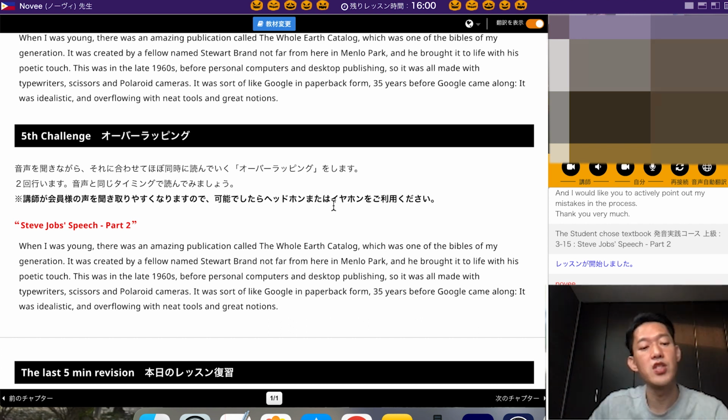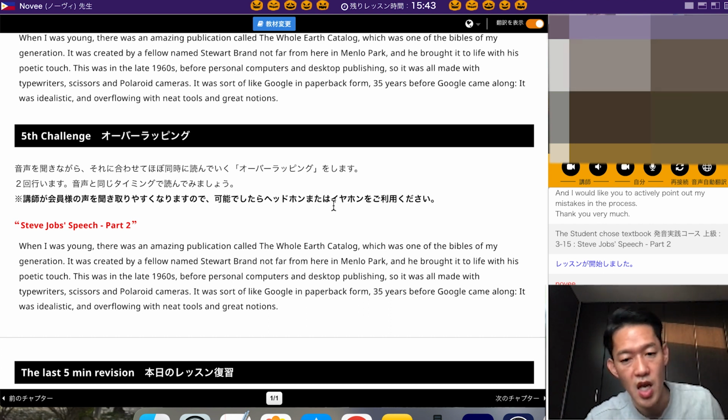Steve Jobs' speech, Part 2. When I was young, there was an amazing publication called the Whole Earth Catalog, which was one of the Bibles of my generation. It was created by a fellow named Stuart Brand, not far from here, in Menlo Park, and he brought it to life with his poetic touch. This was in the late 1960s, before personal computers and desktop publishing, so it was all made with typewriters, scissors, and Polaroid cameras. It was sort of like Google in paperback form, 35 years before Google came along. It was idealistic and overflowing with neat tools and great notions.